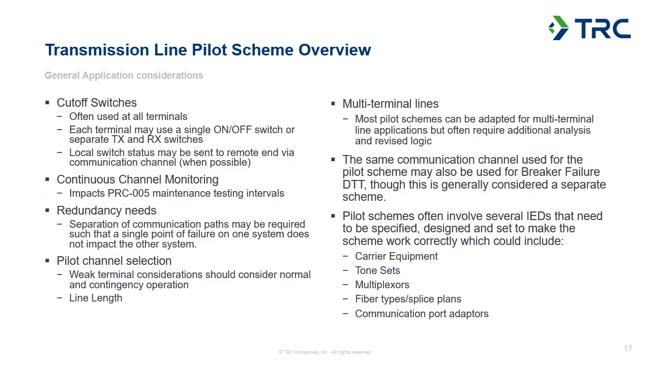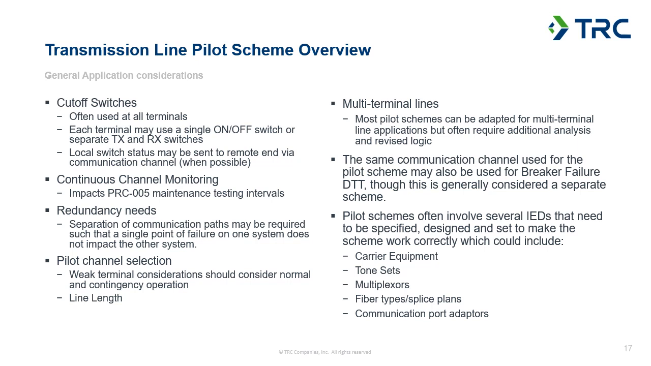So I also wanted to highlight a few general scheme considerations. So the first one is cutoff switches. Generally, when you're applying a pilot scheme, you're going to want some way of turning that scheme on or off. Generally, they'll just turn off the pilot portion of it and leave some of the backup stuff like your step distance scheme or directional ground overcurrent schemes enabled. And generally, this would be a control switch or a digital push button on the relay that would disable the tripping functionality of that scheme.